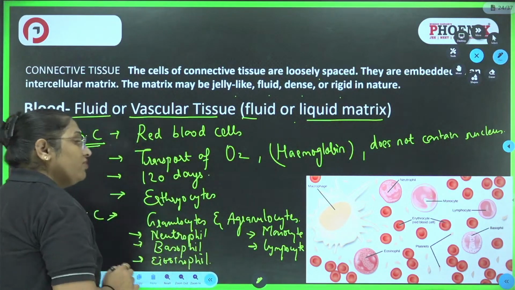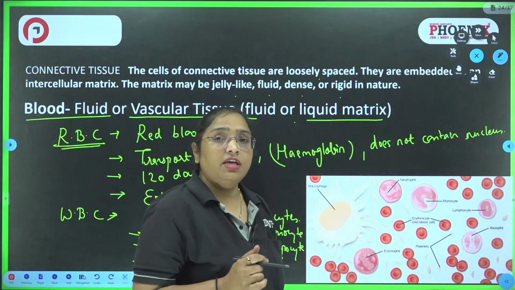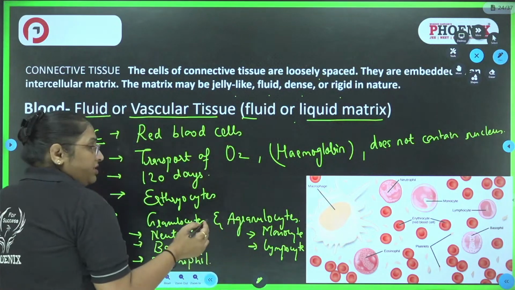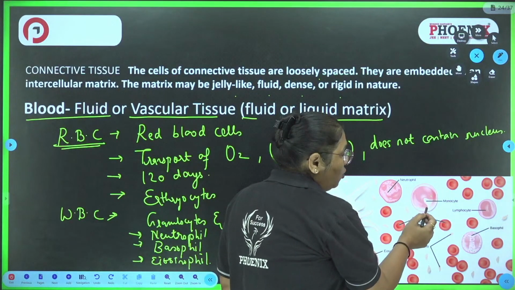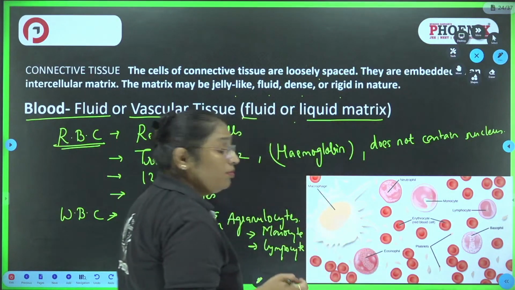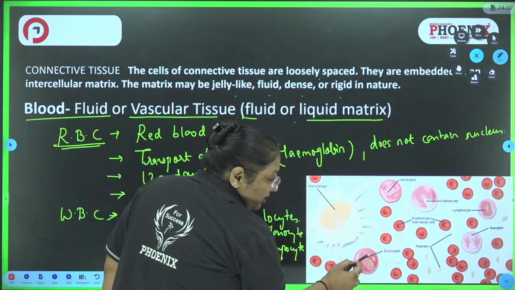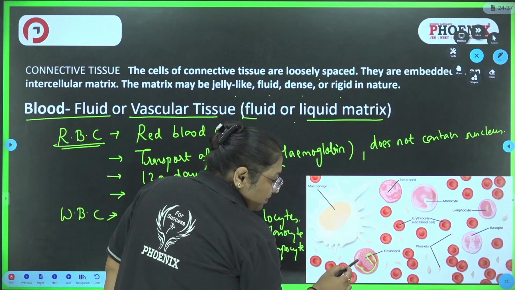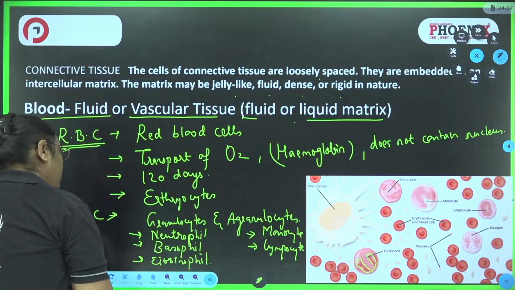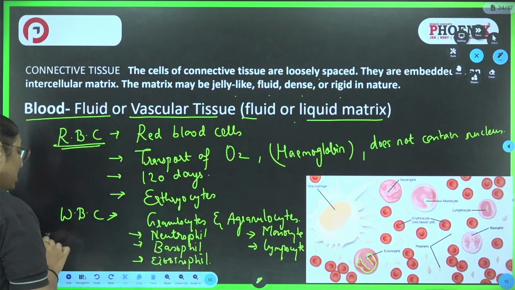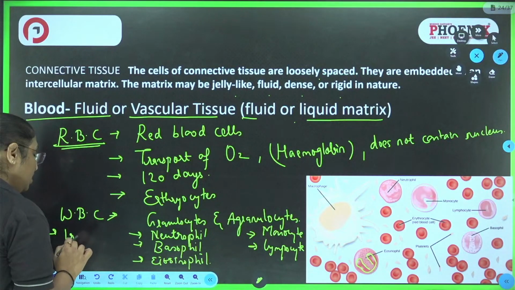Basically, the function of WBC is fighting infection. If we see the structure of the nucleus, we can see that they have a bilobed nucleus. Nucleus is bilobed, like this. Also, WBC are irregular in shape.